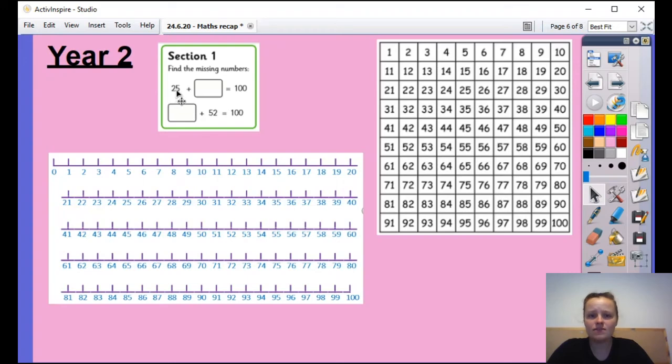It says 25 add something equals 100. Oh, okay, so what do you think the answer would be to that question? I'm going to leave you for a few seconds to decide if you know the answer to that question. See if you can work it out.